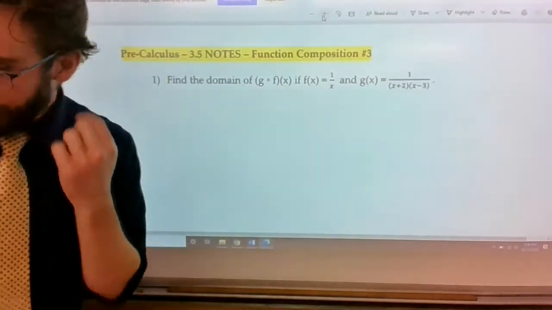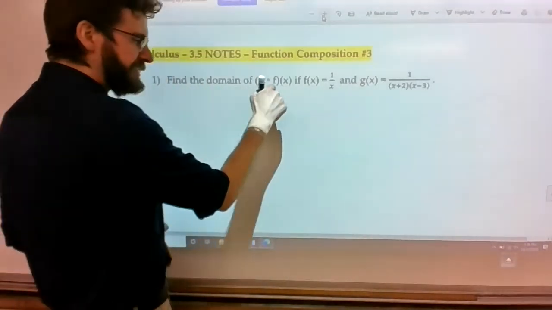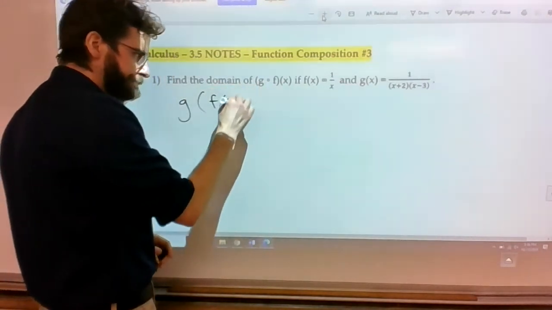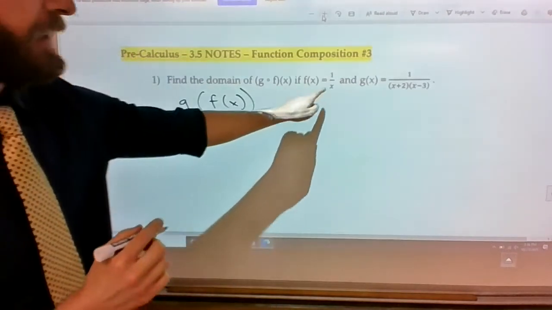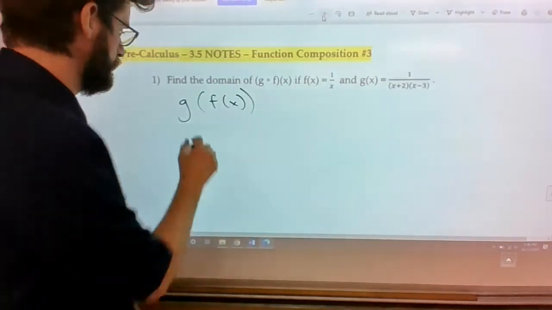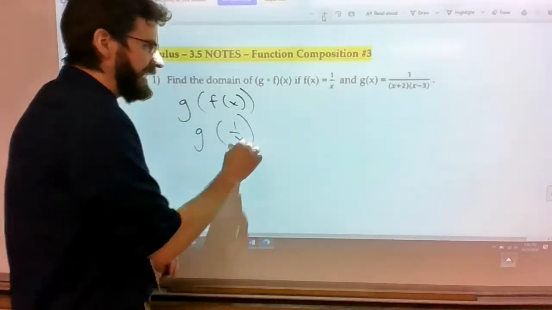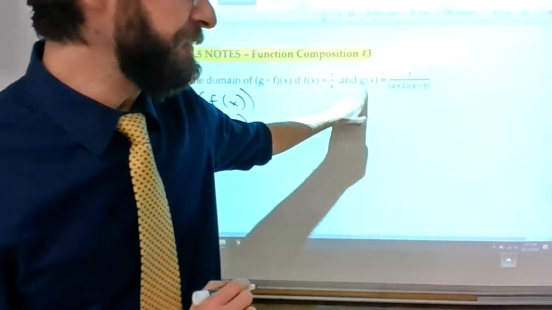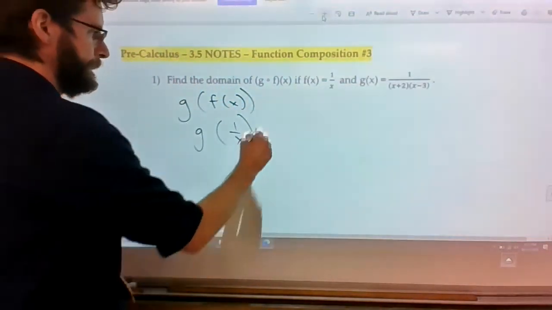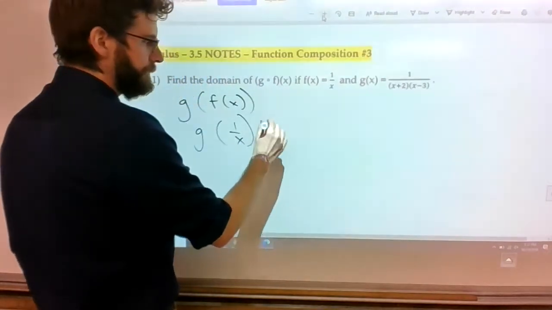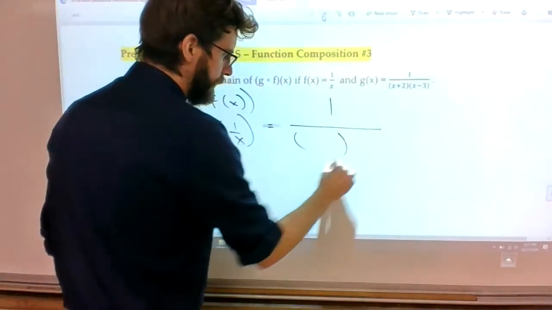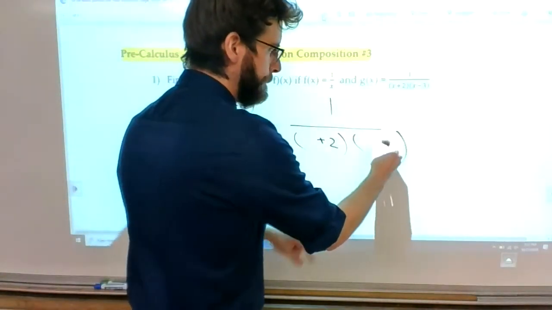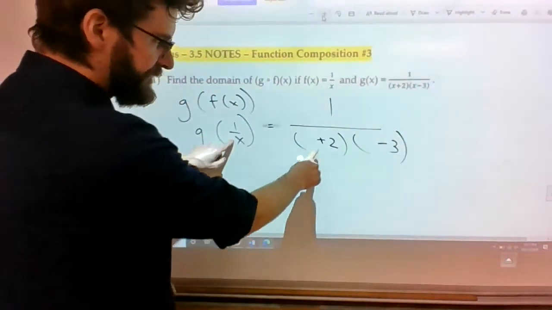So, without further ado, this little expression here means g of f of x. That means we're plugging in 1 over x into all of the input values for g. So wherever you see an x for the g function, you're putting a 1 over x. So the g function is 1 over x plus 2 times x minus 3. In place of the x, I'm putting 1 over x.